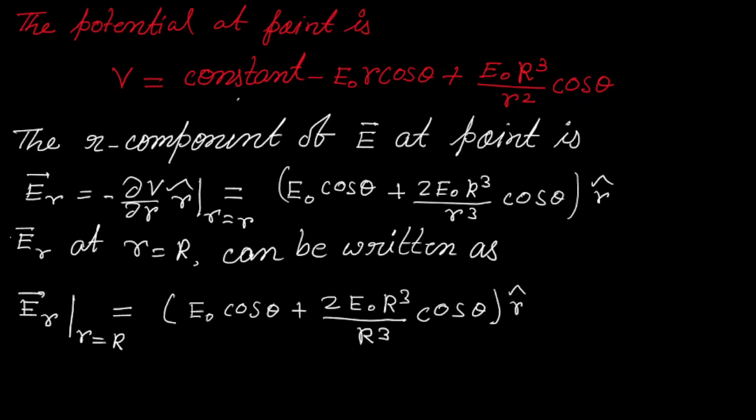Now this capital R in the denominator and numerator will cancel out each other. So finally we'll get the r component of electric field on the surface of the conducting sphere, and that will be 3 E naught cos theta, 3 E naught cos theta into r cap. So this is the r component of electric field associated with the potential on the surface of the conducting sphere, that is at this point.